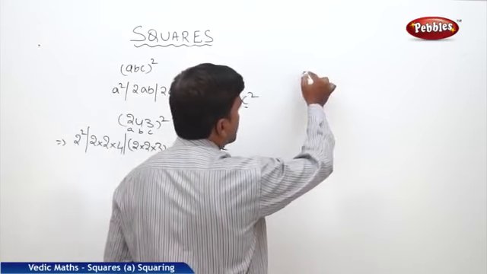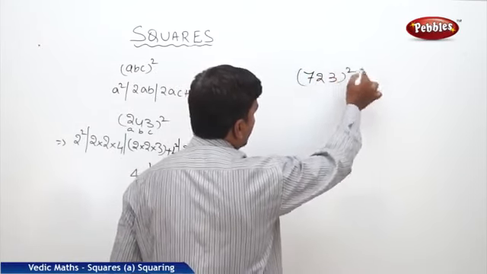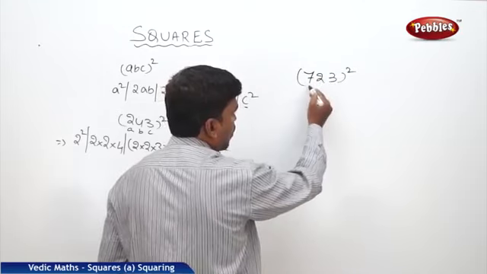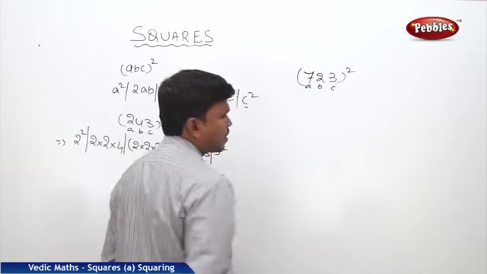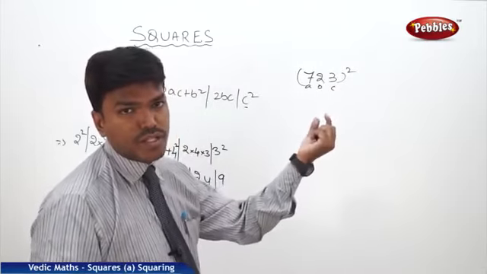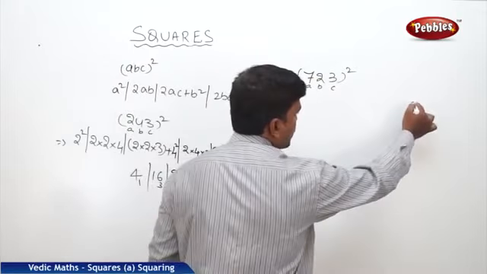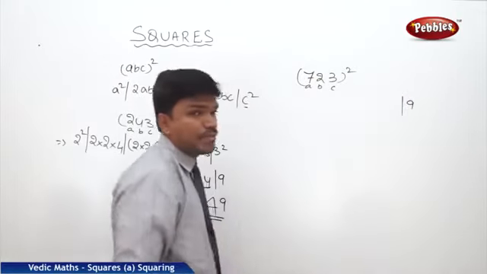One more example. I need 723 square. Okay, anyhow this is A, B, C. Start from the right side. So what is the right side formula? C square. If you start from the right side, C square. C square means 3 square. 3 square is 9. I am putting the direct steps. You need to understand.